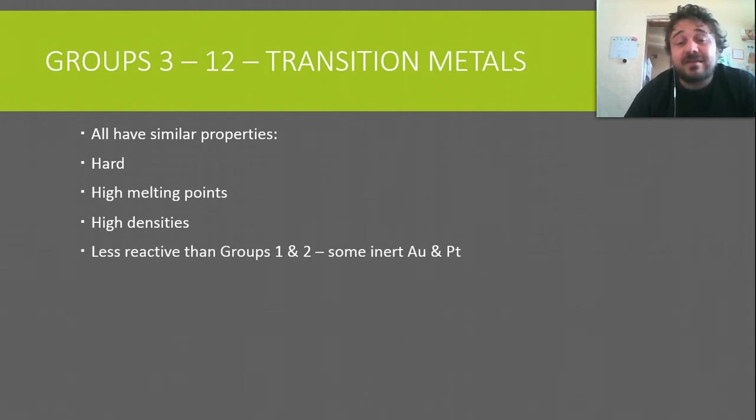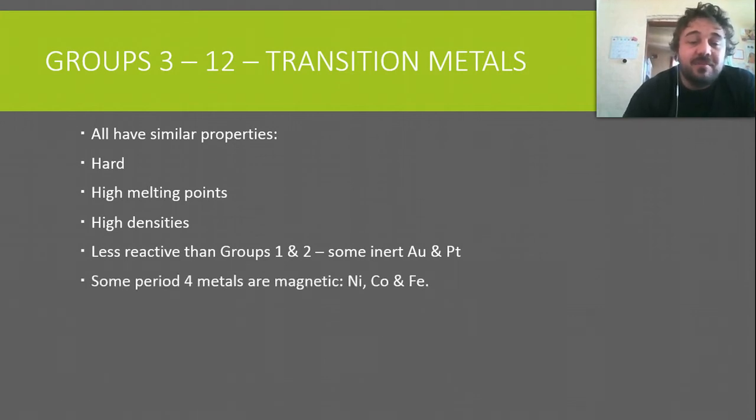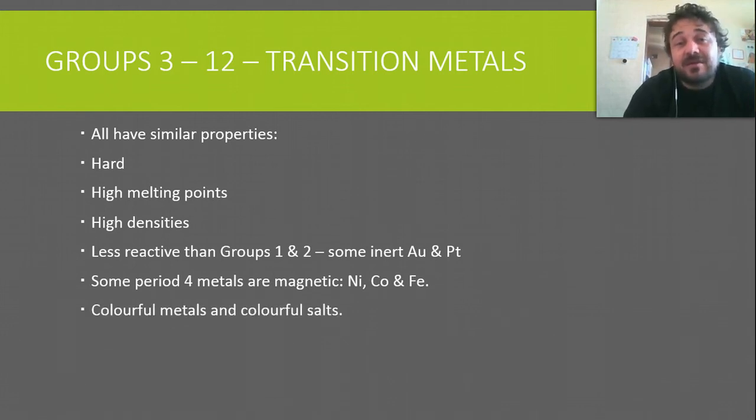They are less reactive than groups 1 and 2, and some of them are inert, and that's why gold, which is Au, and Pt, which is platinum, are used in jewelry. They don't react with anything. They just stay cool. Some period 4 metals, 3 of them in fact, are magnetic, and that's nickel, cobalt, and iron. Iron is Fe.